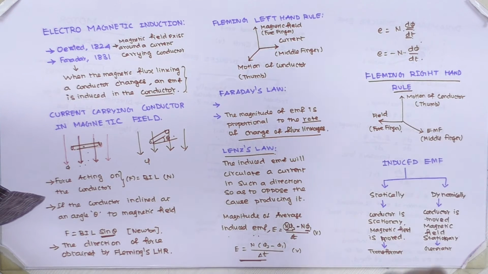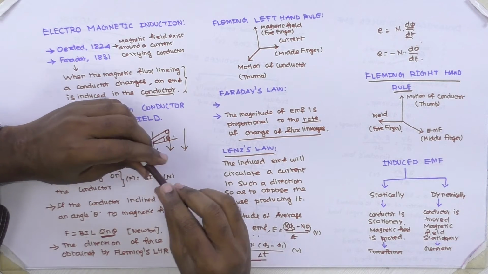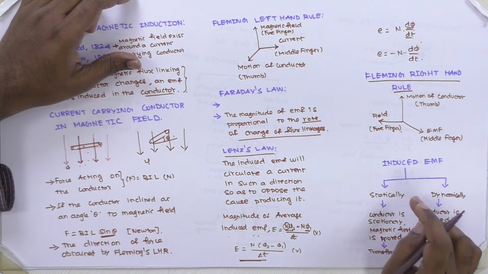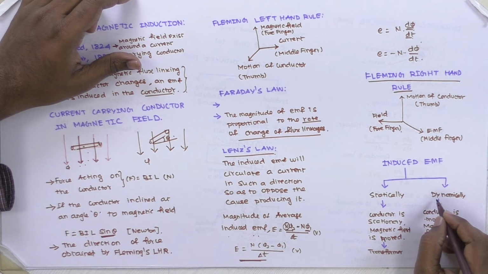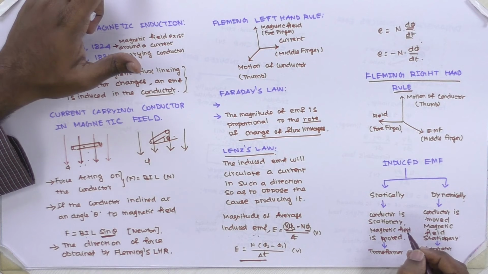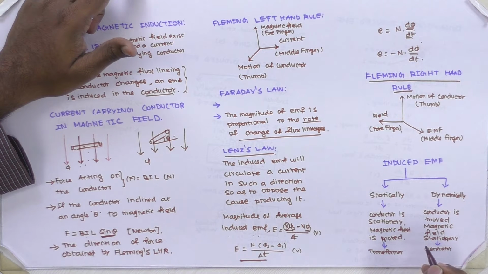So in this we use the Fleming right hand rule. The induced EMF is classified into two categories: one is statically induced EMF and the other is dynamically induced EMF. In statically induced EMF, the conductor is stationary and the magnetic field is moved.